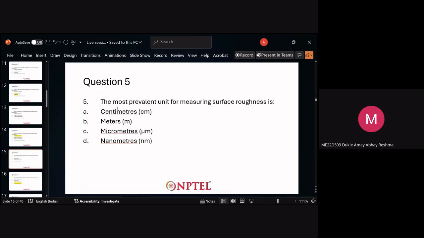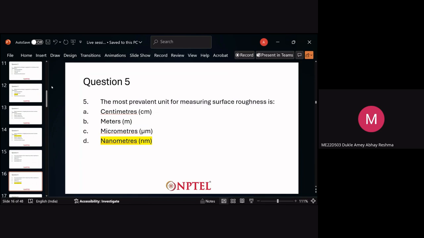The most prevalent unit for measuring the surface roughness is centimeters, meters, micrometers, nanometers. The answer given here is nanometers. Just to give you a context, a surface is basically whatever is there within the first 100 microns. There is the face, the subsurface and the surface. What we are bothered with in surface engineering is the surface and the subsurface, which is in the first 100 microns. So normally they give the roughness in microns.